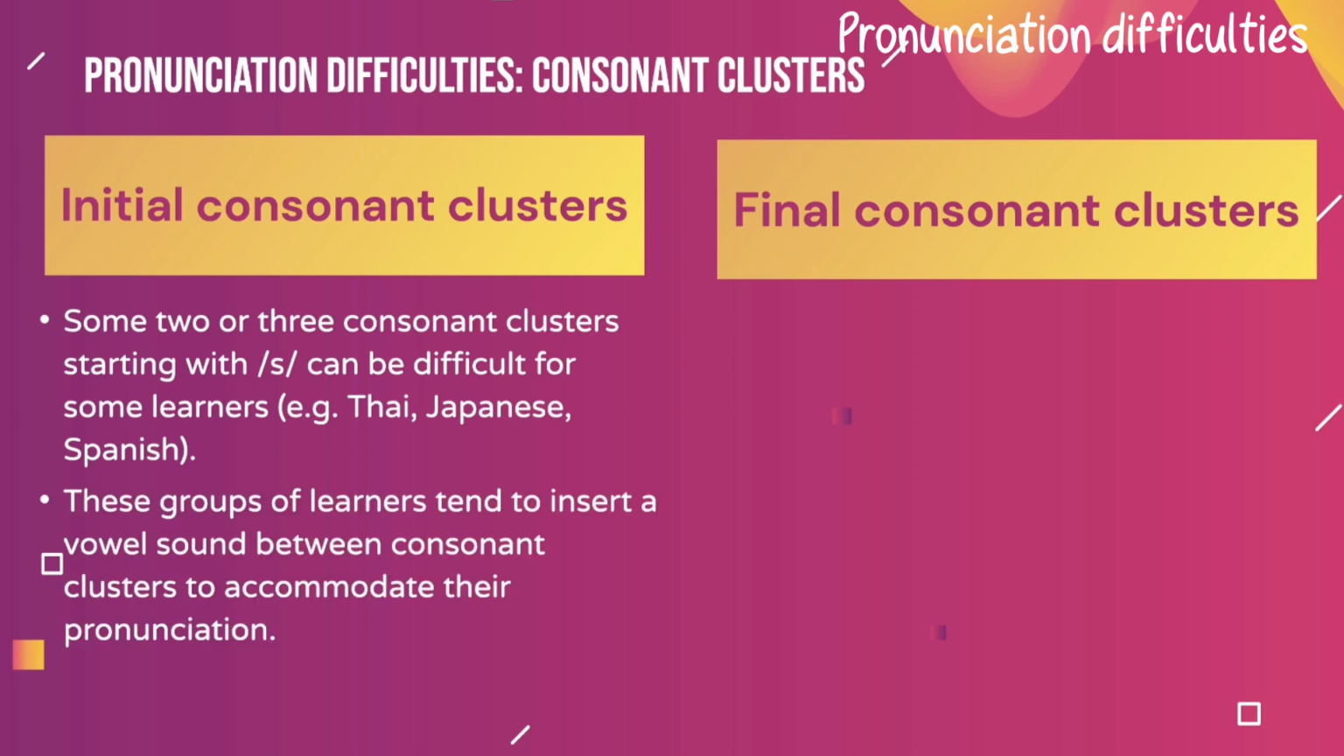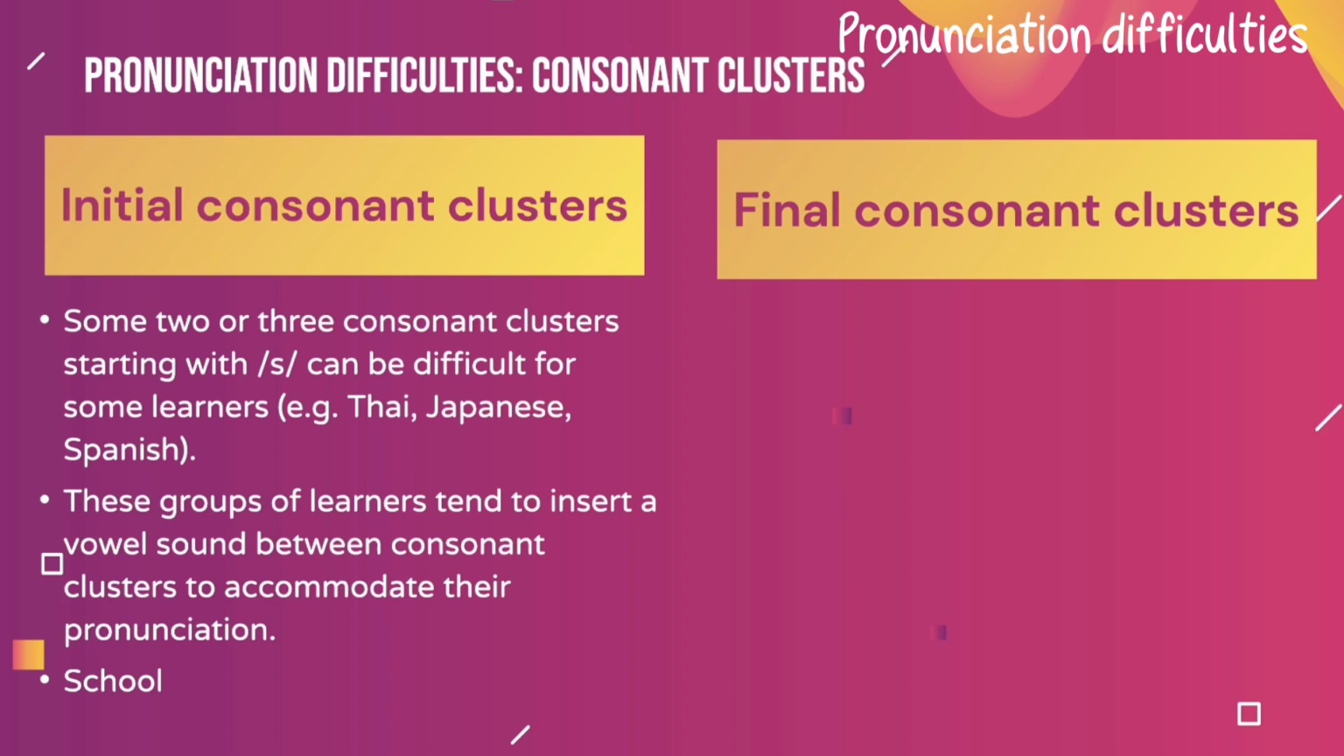For example, in the word school, it is a cluster between the S and K sound, right? So we don't have any vowel sound between that. But sometimes for Thai learners, we might add a vowel and say "school", or "spring" becomes "spring" with an extra vowel. So we add another vowel sound to make it easier for our pronunciation.